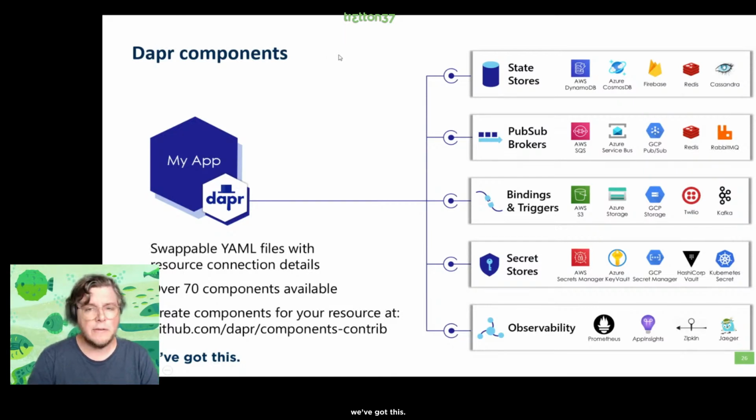So now you have one specification. What are the common traits of a state or a PubSub broker or bindings and secrets that you utilize within the Dapr API through the sidecar, and the implementation is then interchangeable.